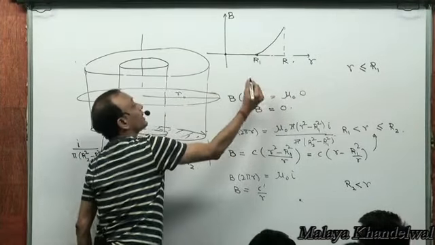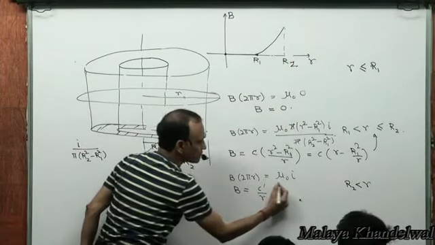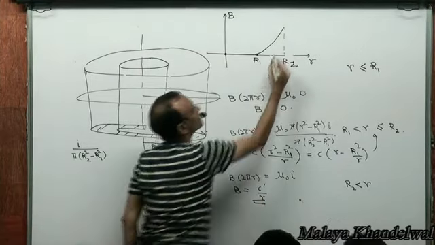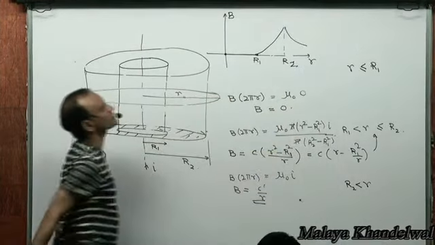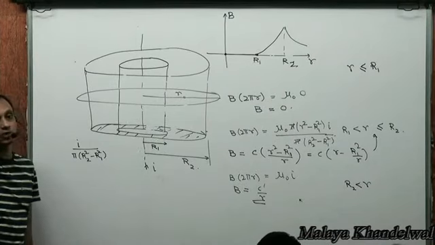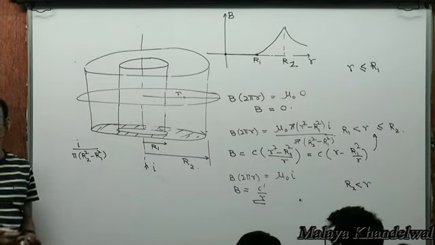Up to the surface. And from the surface onwards, this is the variation. It decreases from the surface. This is the variation of B versus small r. Check with the options.